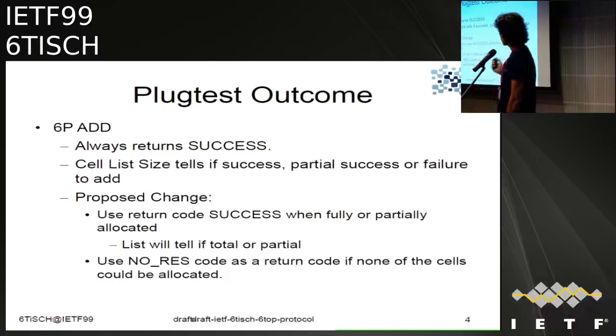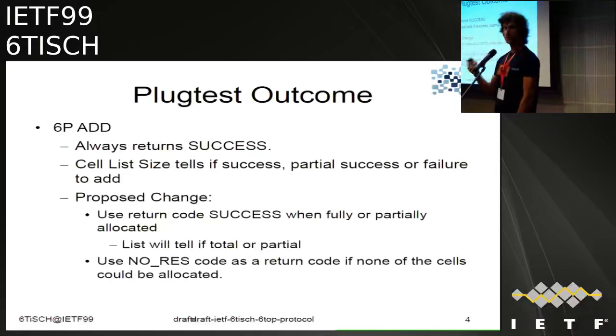One point is that when we do a 6P add, the 6P add command always returns a success, and depending on the outcome of the add command, it responds with a list of the cells that have been allocated. For example, if I issue an add and I want 2 cells and both of them are allocated, the response says success, plus the list of cells it returns contains these 2 cells. This is full allocation. If I issue an add, but the receiver cannot allocate both of them, only one, it returns that cell. So I know it's success, and I allocated only 1 cell.